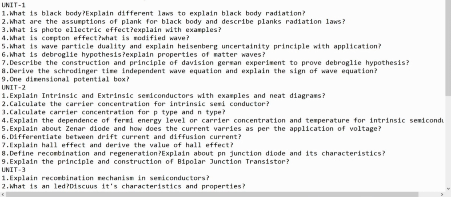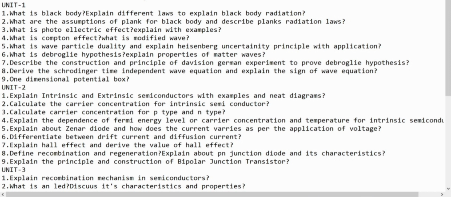Explain about the PN junction diode and its characteristics. It is also an easy one. Now coming to the last one, explain the principle and construction of the bipolar junction transistor. This is the most important and widely repeated question. Please complete the 9th question before going to the exam. That question is very important and also expected.